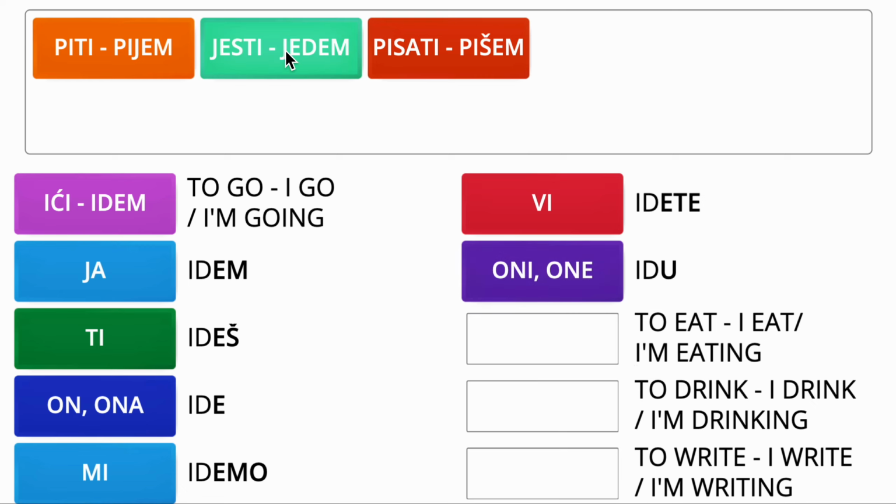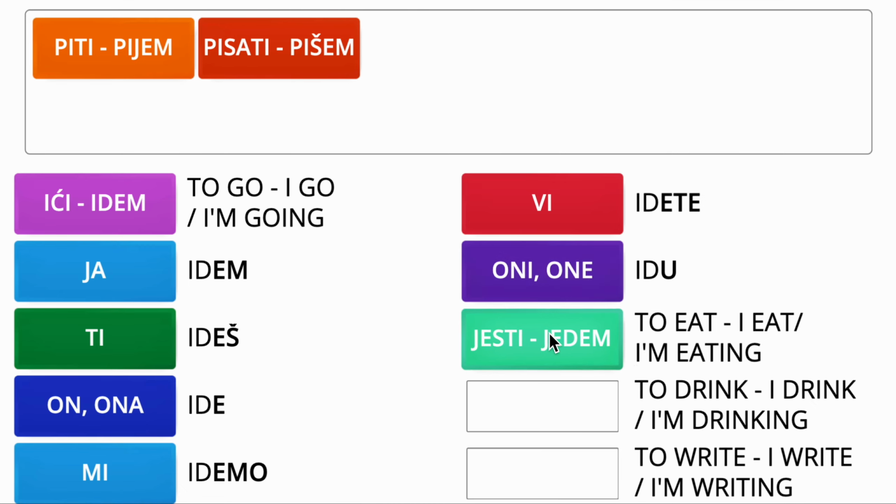To eat is jesti, and I eat or I'm eating. We don't have the present continuous in Croatian, so the same form is used for these two. I eat or I'm eating, jedem, and you take it from there. Jedem, jedeš, jede, jedemo, jedete, jedu.